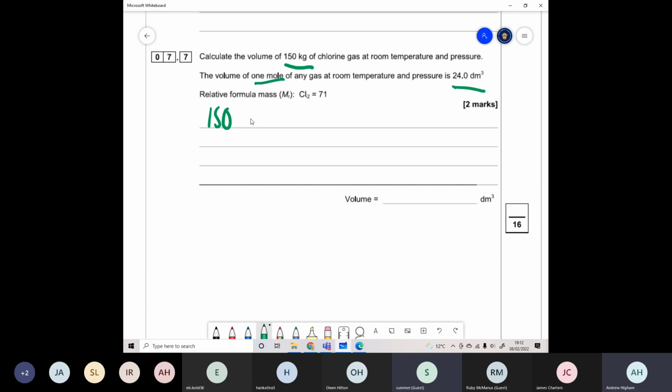So it's going to be 150 kilograms is 150,000 grams. It's of the Cl. They've even given you the MR of the Cl, 71. You could work that out yourself, obviously. If we do 150,000 divided by 71, what will we come out with? It's about 2,112. Let me just check that. Yeah, 2,112. That's how many moles we've got.